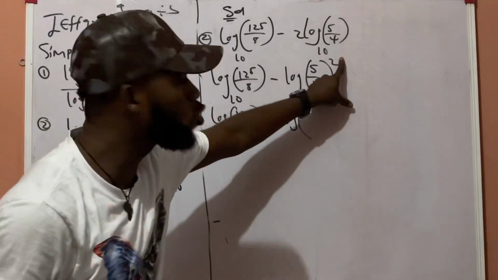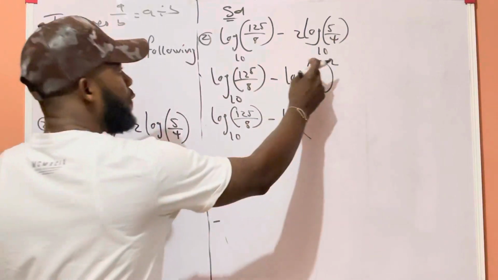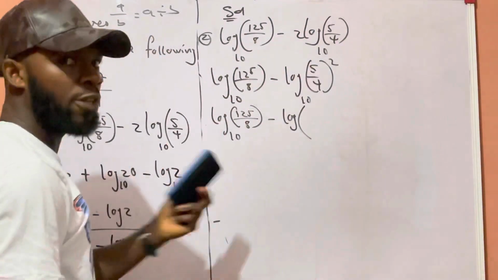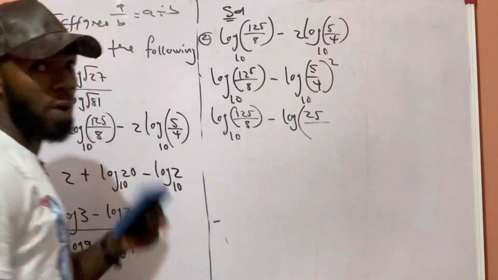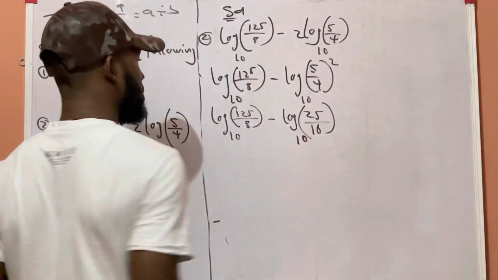Now, this power 2 is affecting everything in the bracket. So this simply means 5 raised to power 2 over 4 raised to power 2. And we all know 5 raised to power 2 means 5 times 5. And what is 5 times 5? 25. And what is 4 raised to power 2? 4 times 4, which is what? 16, to the base of 10.